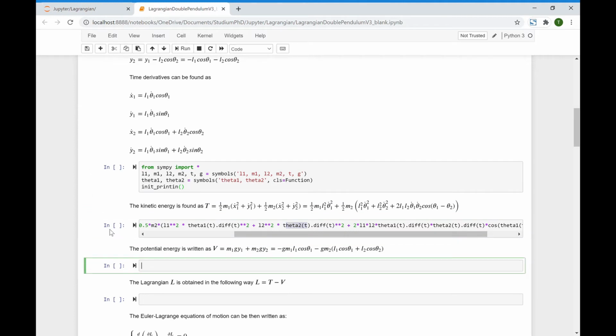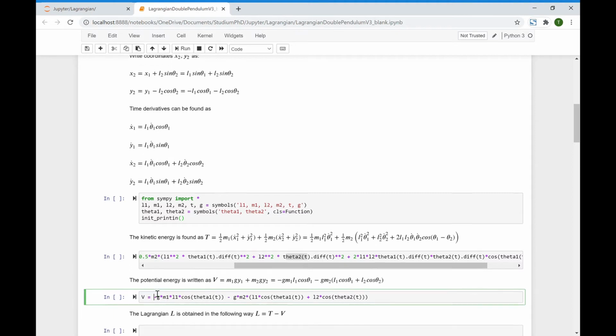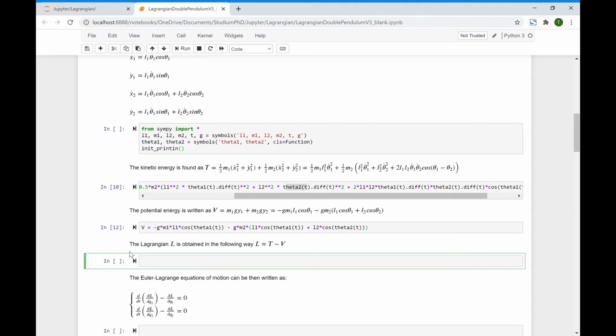Now the potential energy V can be written as m1 plus m2 times g times y, and then inserting y1 and y2 here, we obtain this expression. So this is our expression, and again we see θ1 is a function of t, and θ2 is a function of time t. The Lagrangian can be written as T minus V.